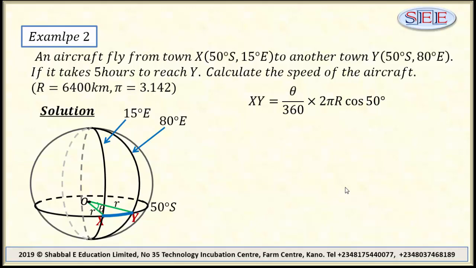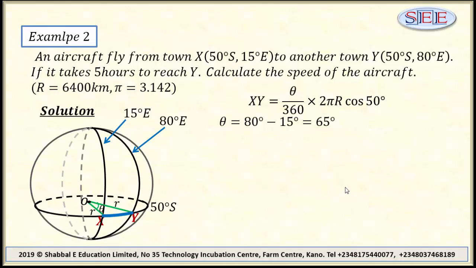Initially it was theta over 360 multiplied by 2 pi small r, but that small r is the radius of the latitude. Because the radius of the latitude is not given, we replace that small letter r by capital letter R cos 50, where 50 is the angle of that latitude. So we continue to get theta. Theta in this case is the difference in their longitude. If the 2 points are on the same latitude, theta will be obtained as the difference of their longitude, so we simply subtract 15 degrees from 80 degrees. So theta equals 80 degrees minus 15 degrees. That gives 65 degrees.